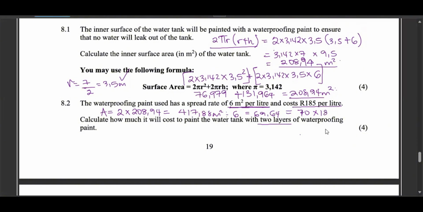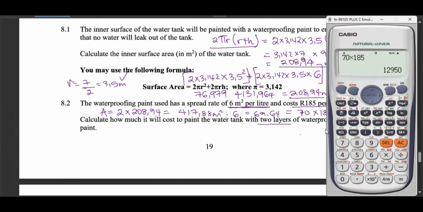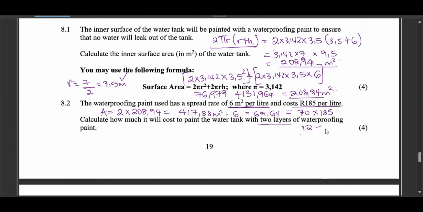We have 12,970. 750. What am I doing? It's 12,950. 12,950. So this is the answer they wanted you to do.